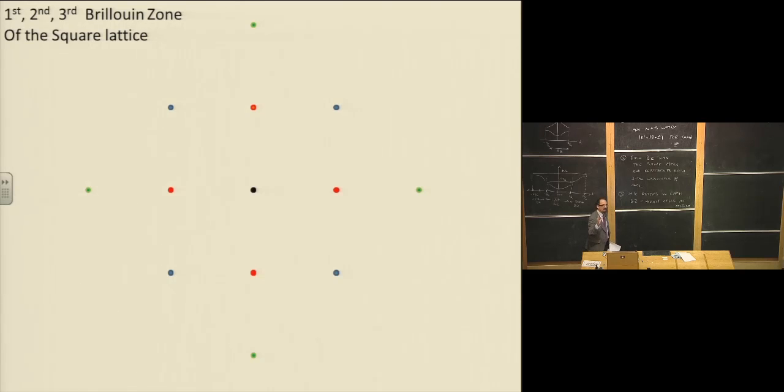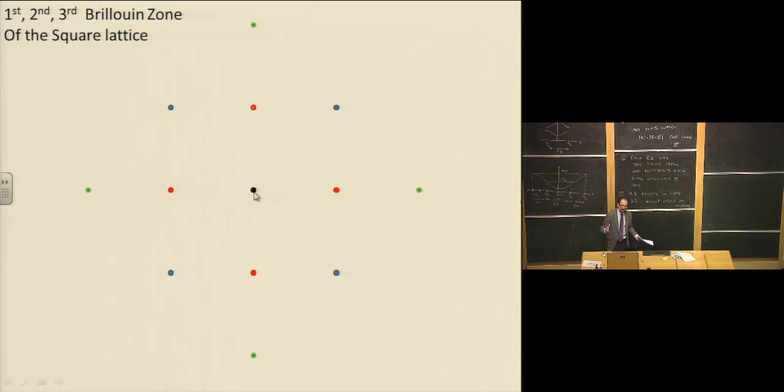So we're going to start with a square lattice in real space. The reciprocal lattice of a square lattice is also a square lattice. So I've drawn a square lattice. This is supposed to be the reciprocal lattice, so it's a square lattice again. I've colored some of the points differently just to make them easy to talk about. The point at k equals 0, I've colored black in the center. And so first we're going to try to construct the first Brillouin zone. That is the Wigner-Seitz cell of this black point in the center.